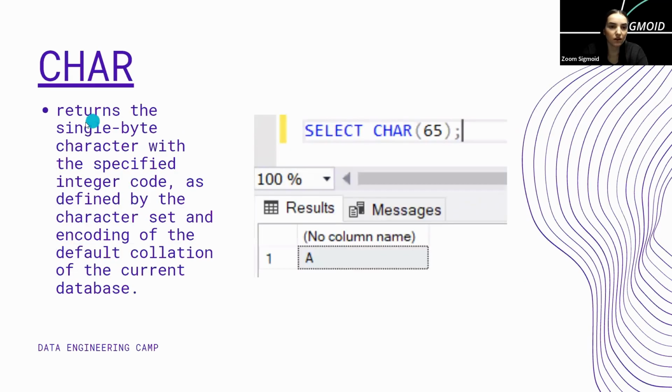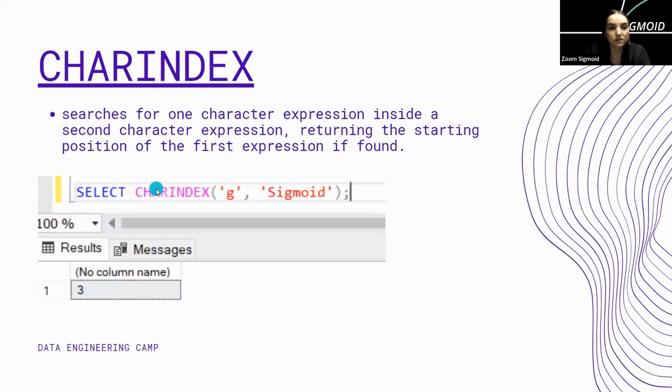So let's go next to CHAR. CHAR returns the single byte character with the specific integer code as defined by the character set and encoding of the default collation of the current database. So select char 65 will return an uppercase A. CHARINDEX searches for one character expression inside a second character expression, returning the starting position of the first expression if found. So searching for a G in Sigmoid, you can find it by starting counting with 1, 2, 3, and we got a 3.